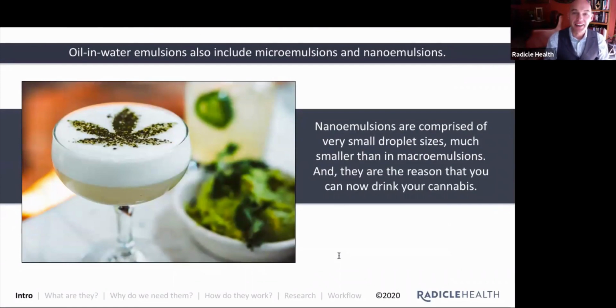There are two other types of oil and water emulsions. You can also have water and oil emulsions, but we're going to talk about oil and water emulsions today. And those types are called microemulsions and nanoemulsions. These types of emulsions are comprised of very small droplet sizes. They're much smaller than macroemulsions, and they are the reason why you can now drink your cannabis.